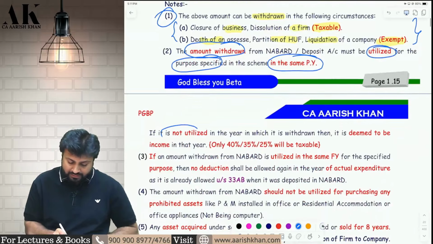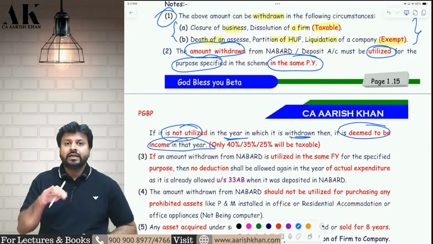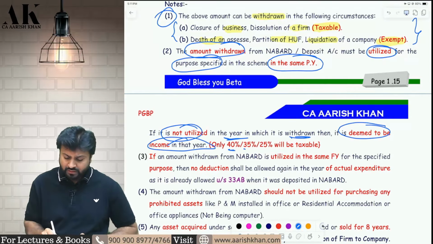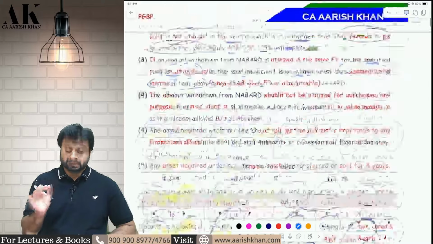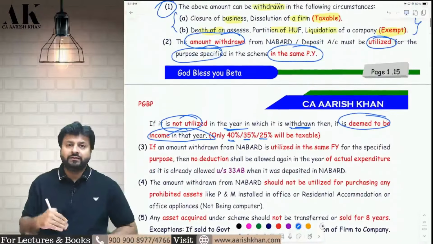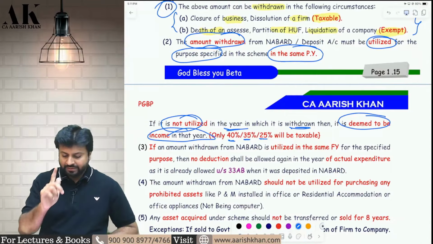If it is not utilized in the same year in which it is withdrawn, then it will be deemed income in your hands. It will be taxable. But again, the deemed income will be taxable only to the extent of 40%, 35% and 25%. That is only to the extent of the taxable portion and not the entire amount. If I withdraw in case of tea, if I withdraw 10 lakh rupees, I don't use it for the specified purpose in the same year, then only 4 lakh will be taxable, not the entire 10 lakh.